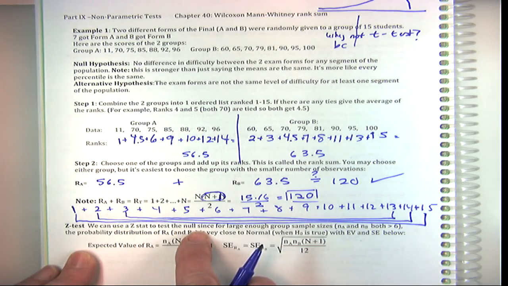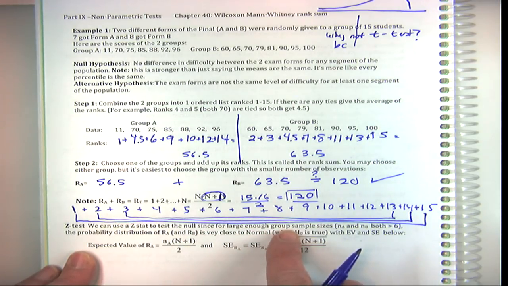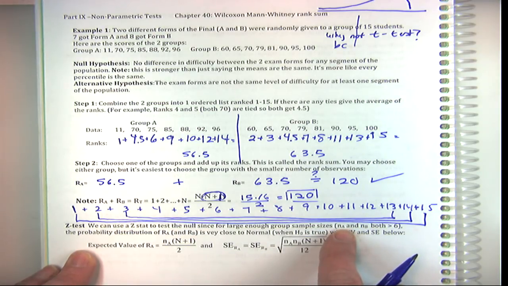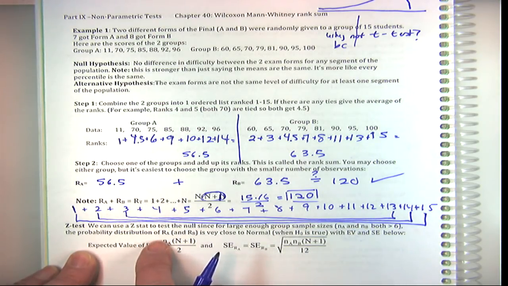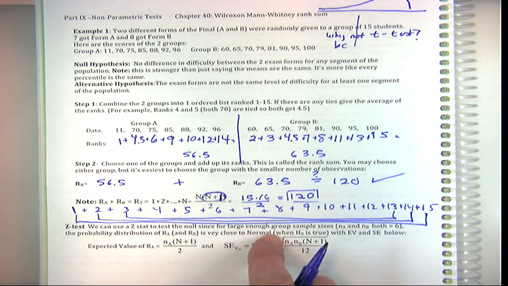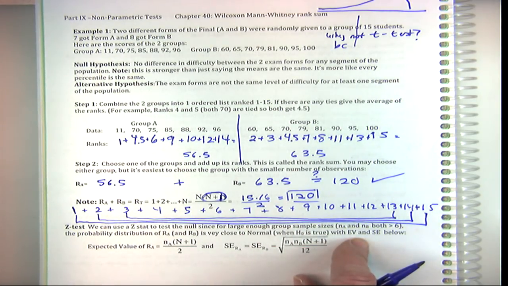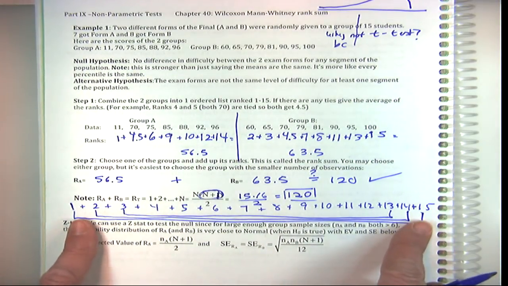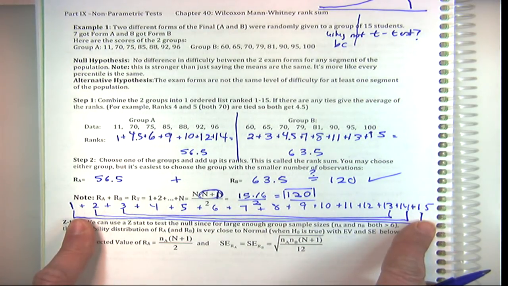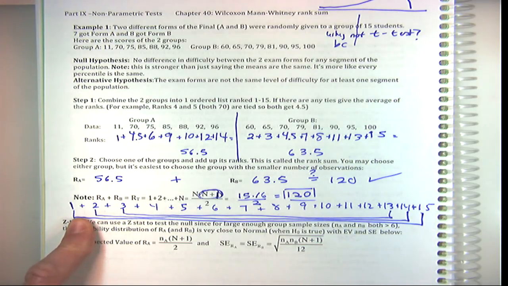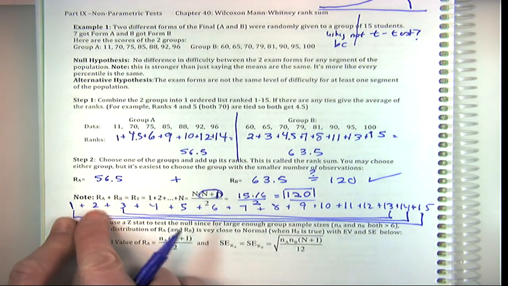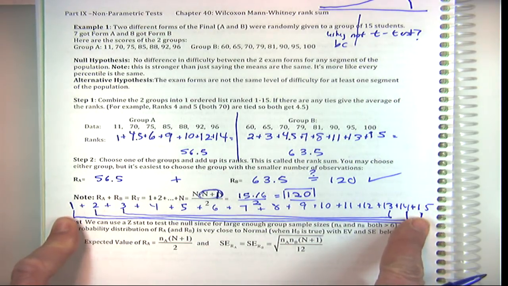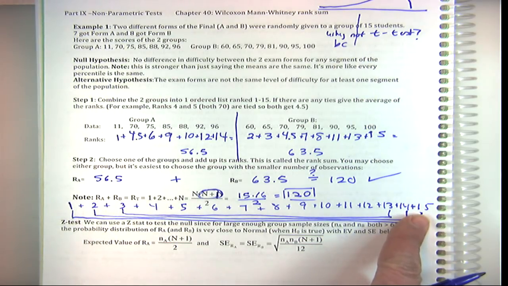Why? Because for large enough group sample sizes, and they don't have to be very large, the probability distribution for the rank sum is very close to normal when the null is true. Why would that be? Because we have these uniform distributions, so they're extremely easy to figure out. The central limit theorem will kick in very, very quickly. Once we translate to numbers between 1 and 15, we have a uniform distribution of numbers.